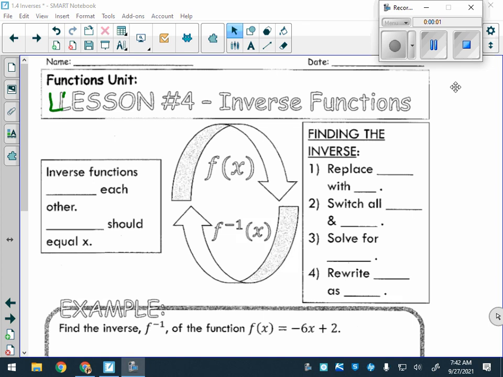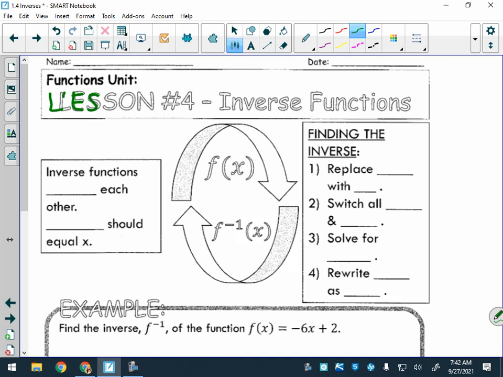All right, so lesson 4 is inverse. And of course, sticking with my green unit.